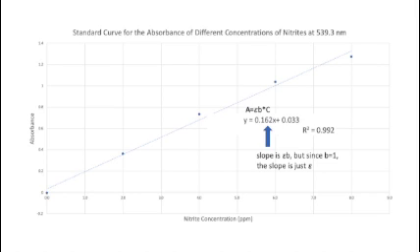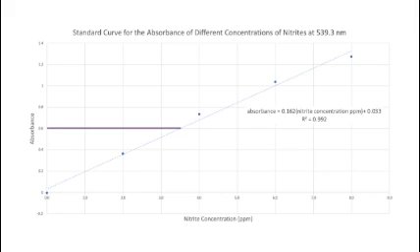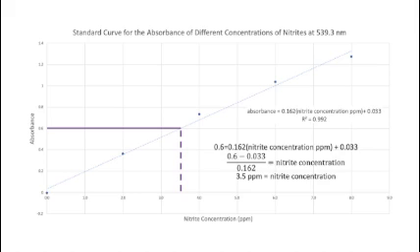Now we can look at the solutions of unknown concentrations, and using the absorbance in the equation, calculate the concentration. Using this example of a standard curve, if we had measured an absorbance of 0.6, we could find the unknown concentration by using the graph and plugging in known values for the equation.